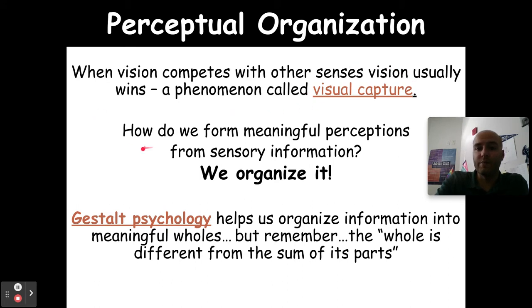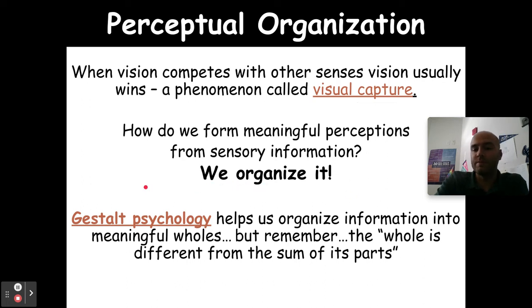How do we form meaningful perceptions from sensory information? We organize it. Okay? We bring that information in through all of our senses, and we start to organize it in different ways to make sense of it. And that's perceptual organization. A lot of times we do that through vision, but we can do that through other senses as well.